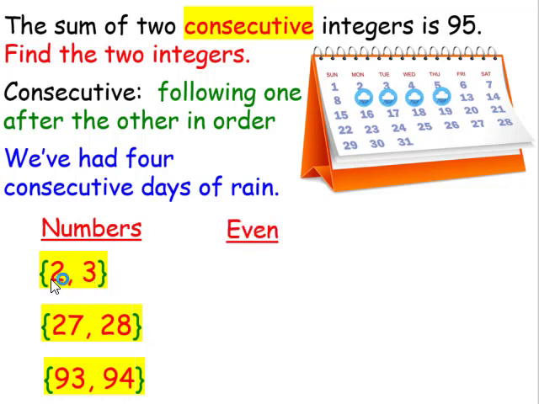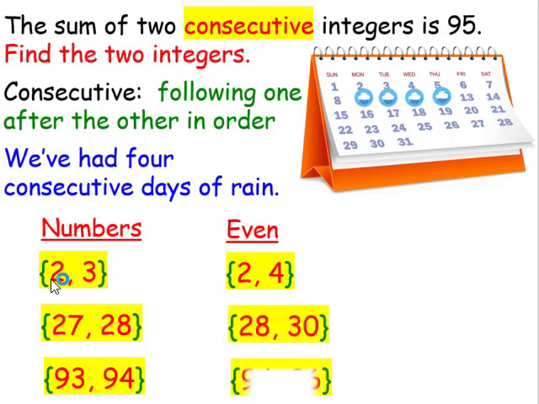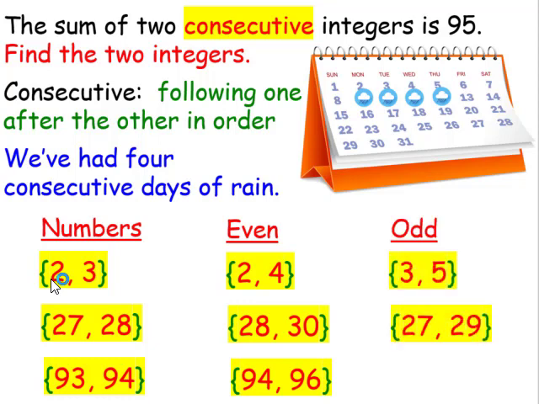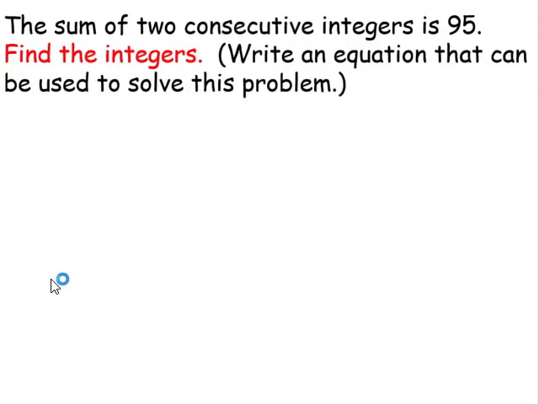Even consecutive numbers would be 2 and 4. Another example might be 28 and 30, 94 and 96. For odd consecutive numbers, that would be like 3 and 5, 27, 29, and 93 and 95. In this one, they don't only want us to find the integers, but they want us to write an equation that can be used to solve this problem.